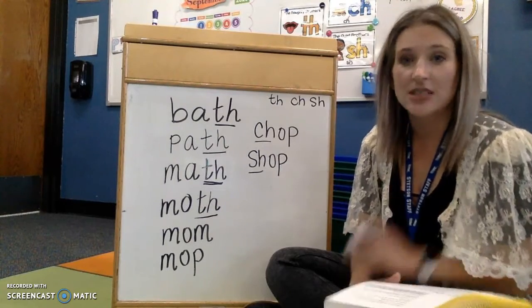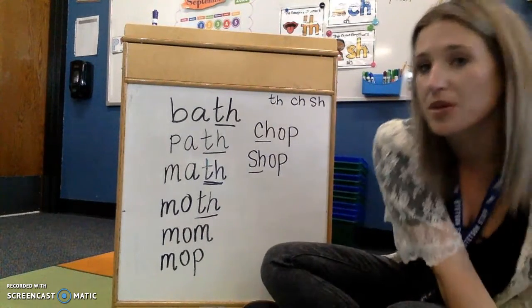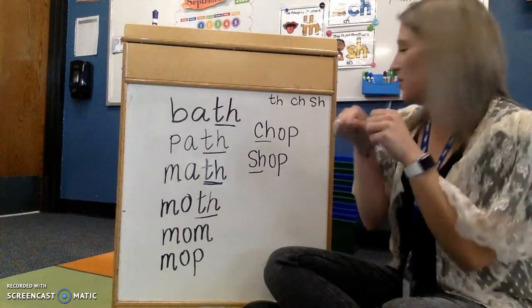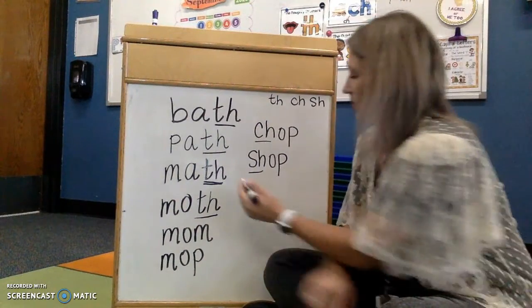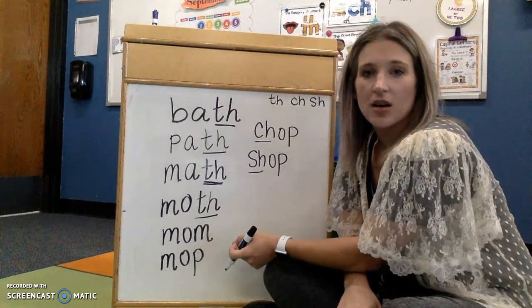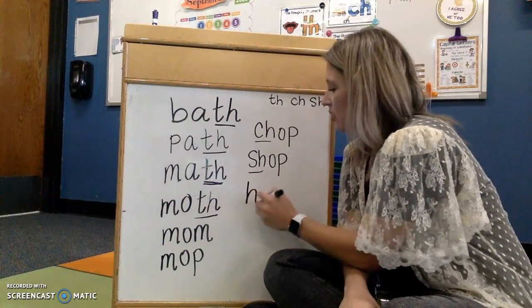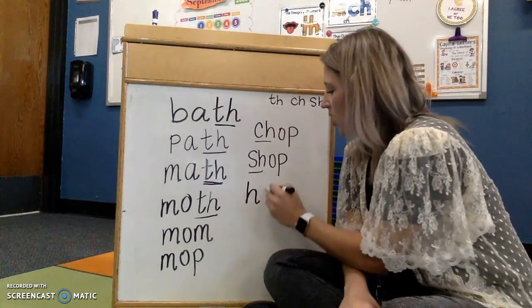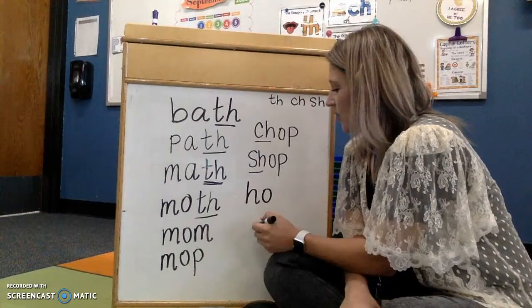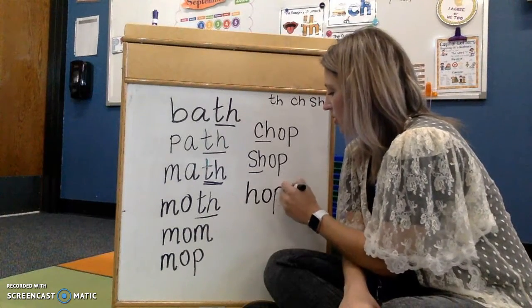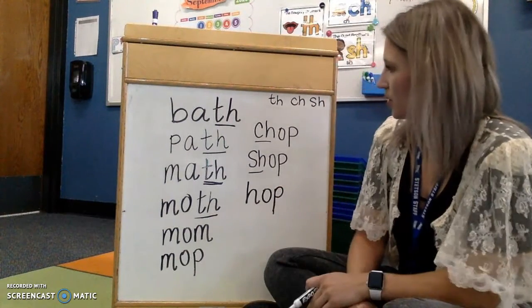And our very, very last one, we're going to change the word shop to the word hop, like a bunny. Hop. The first sound, second sound, ah. Final sound, p. Hop.